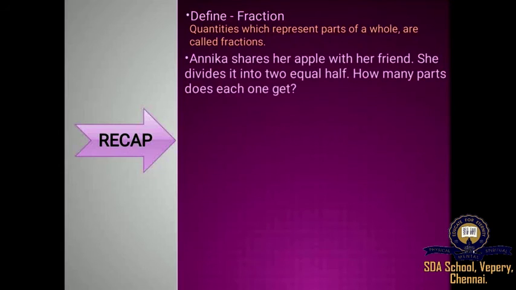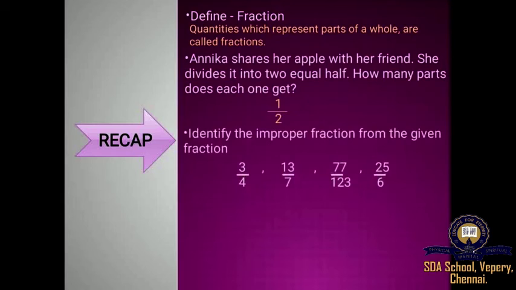Anika shares an apple with her friend. She divides it into two equal halves. How many parts does each one get? Yes, 1 by 2. Identify the improper fraction from the given fractions. 3 by 4, 13 by 7, 77 by 123, 25 by 6. Yes, it is 77 by 123. In improper fraction, the numerator is smaller than the denominator.